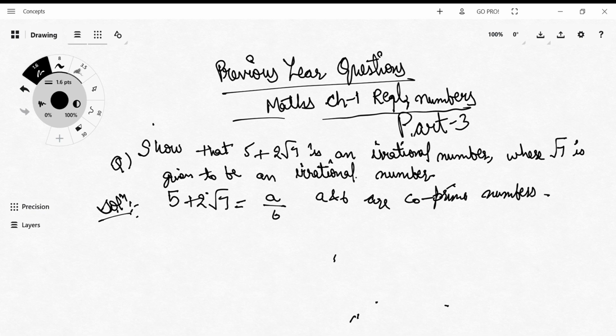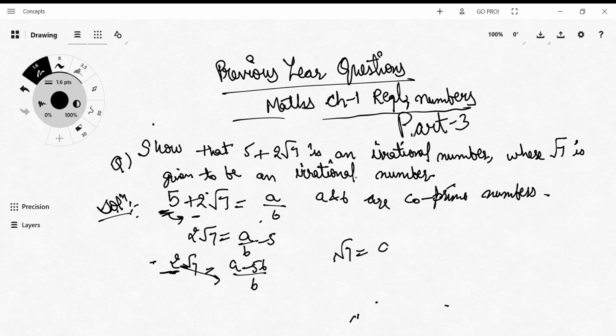Now we will simplify this equation. We transpose 5 from LHS to RHS, so we get 2 root 7 is equal to a by b minus 5. Now we take the LCM on the RHS, so 2 root 7 is equal to a minus 5b divided by b. On the LHS, 2 is multiplying with root 7, so we divide it on the RHS side. We get root 7 is equal to a minus 5b by 2b.